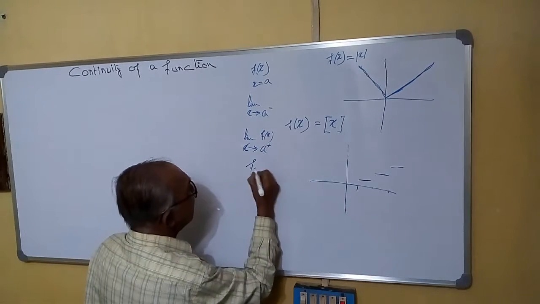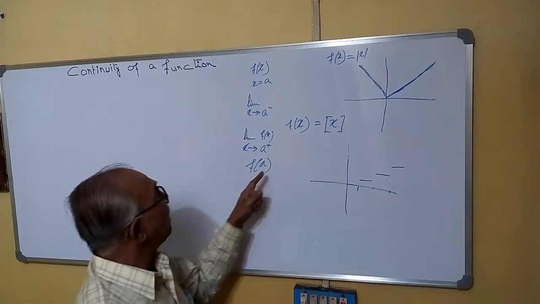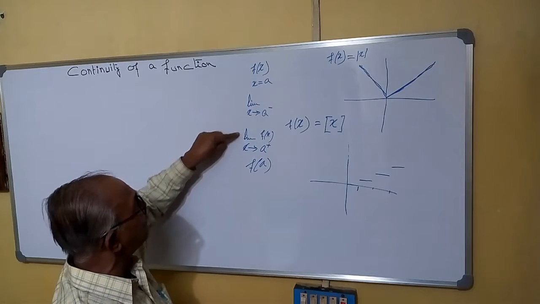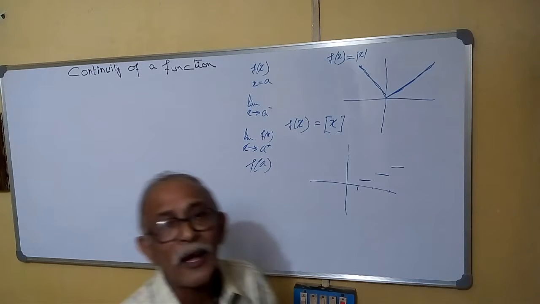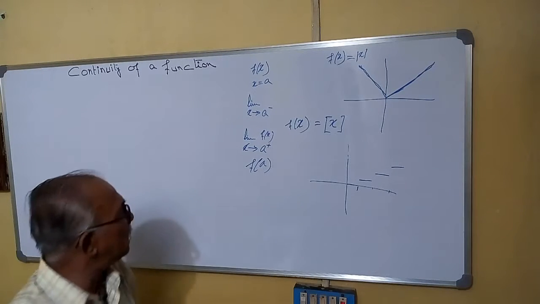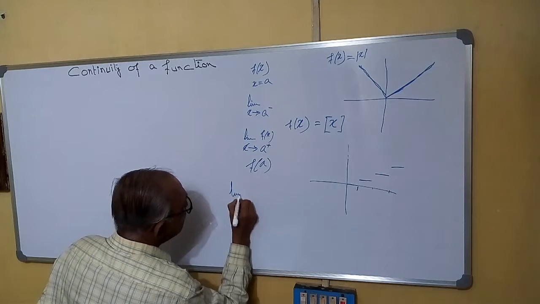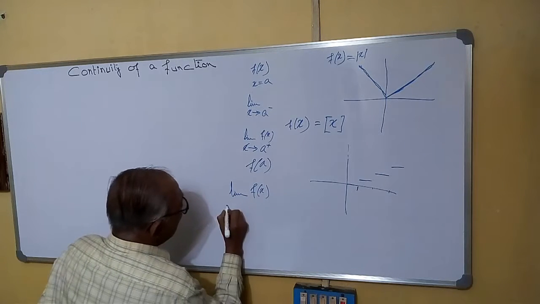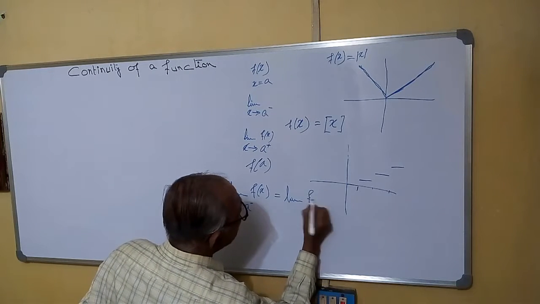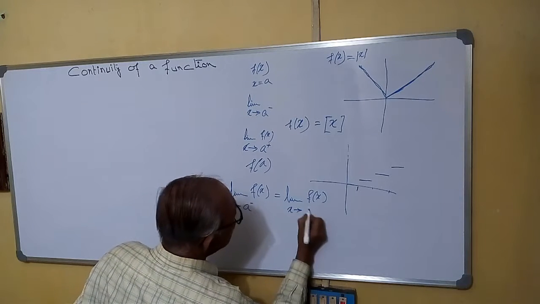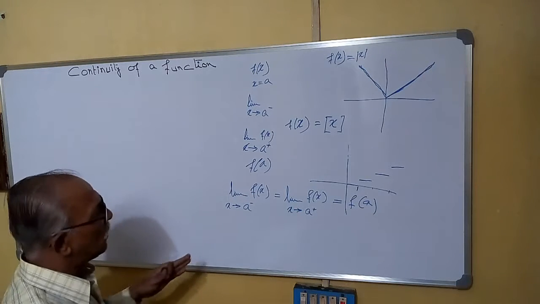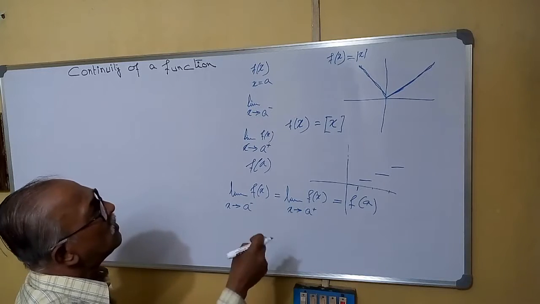Then we have to find f(a). And if f(a) is also equal to both of these, that is, this one equals this one equals this one, then only the function is continuous at that point. In all other cases, the function is discontinuous. That means we can say if limit of f(x), x tends to a minus, equals limit of f(x), x tends to a plus, equals f(a), then only the function is continuous. In all other cases, the function is discontinuous.